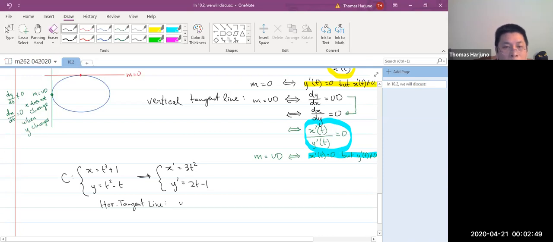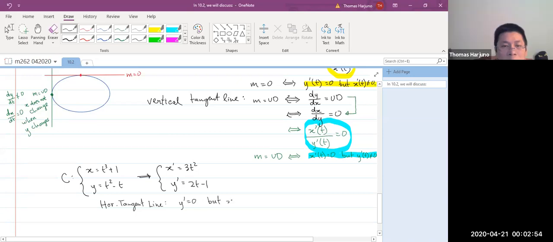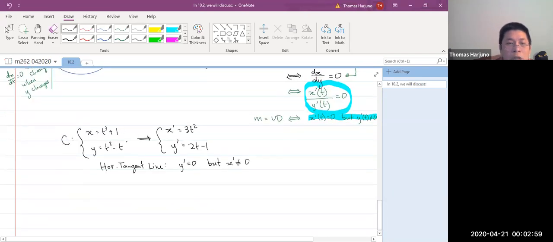Horizontal tangent line when y prime is equal to 0, but x prime is not. Basically, I will use that y prime, the 2t minus 1, set it equal to 0. That's how I get t equal to 1/2. And you need to make sure that when you plug this t in, it's not 0 in the x prime. Basically, you will see that's not equal to 0.